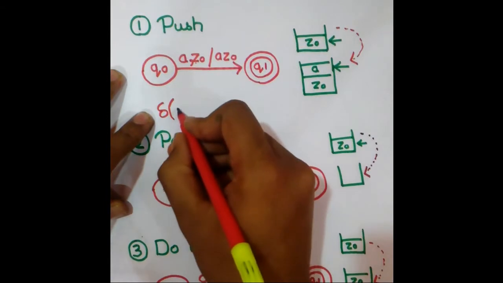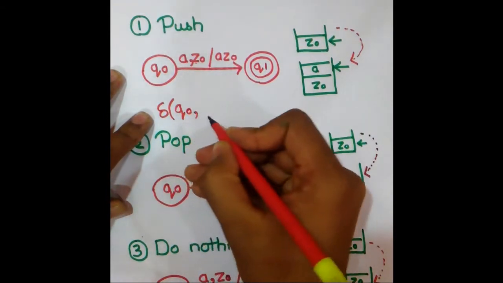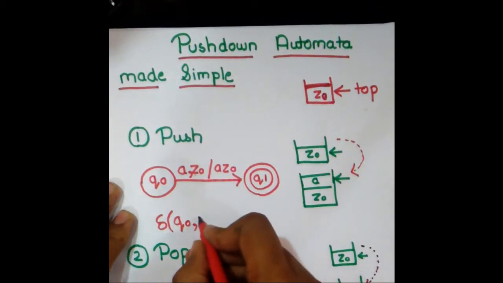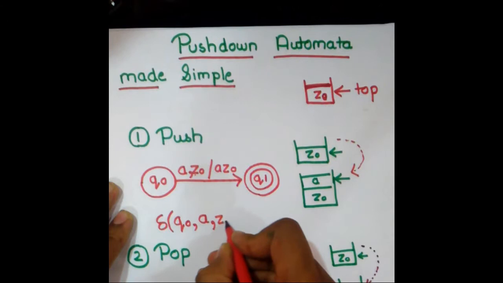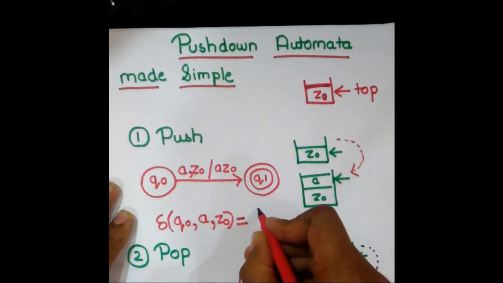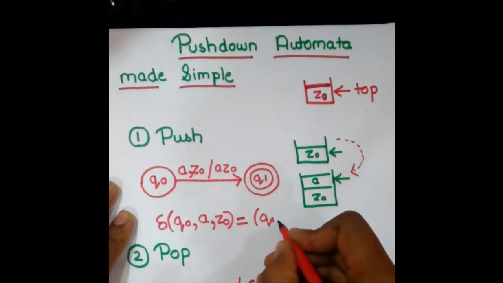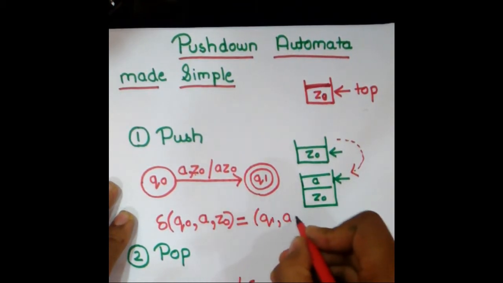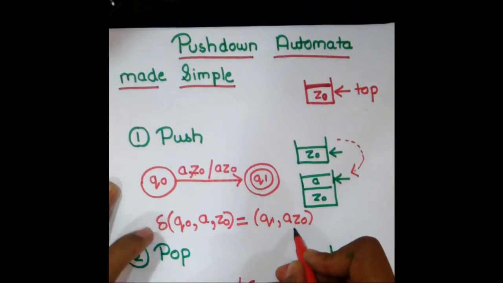If q0 is our initial state and if a is the input and Z0 is inside the stack, what we will do is we will move to q1, the next state, and we will just add a above Z0. Just see here, we are not putting a comma.